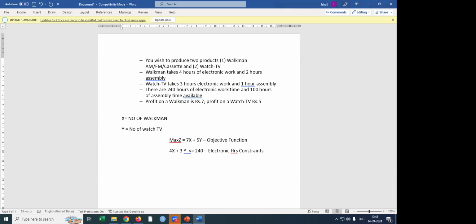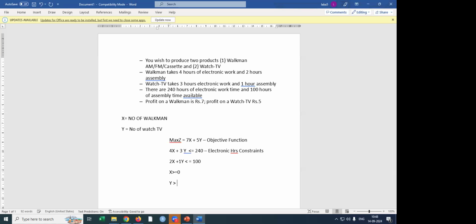Then second, what are we talking about? Assembly hours. If we are producing one Walkman, 2 hours of assembly is required. So what will be the value? 2x, because we are producing x number of Walkmans. And for Watch TV, how much is it taking? 1y. So 2x plus y is less than or equal to what value? 100. And again, x is greater or equal to 0 and y is also greater or equal to 0. This is known as the non-negativity condition.